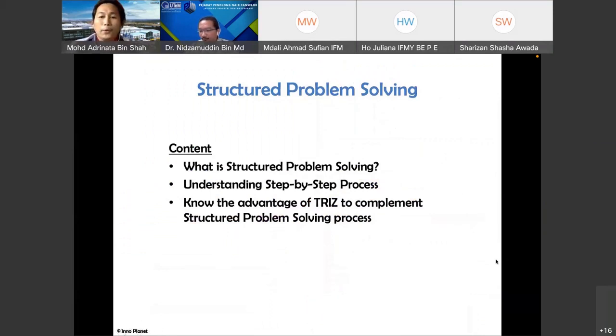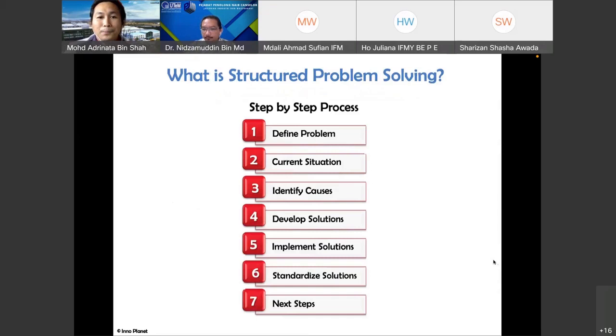Okay, so before I explain structured problem solving using TRIZ, structured problem solving is step by step. We have a process, and we know the advantage of TRIZ is to complement the structured problem solving process. So there is general structured problem solving, and also our TRIZ problem solving. We should have a look at it one by one.